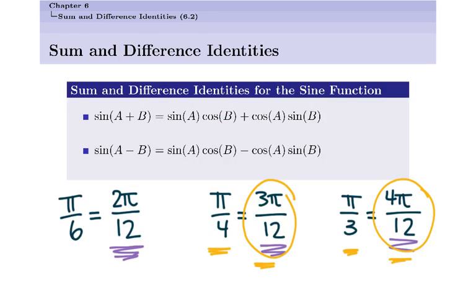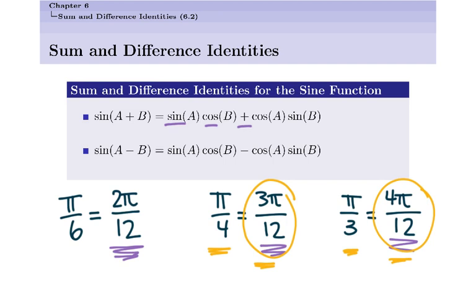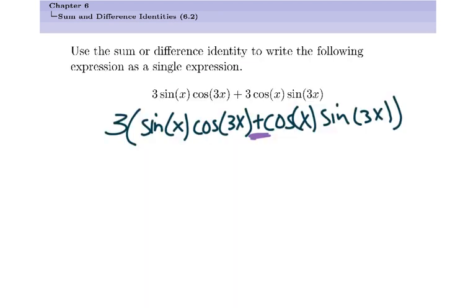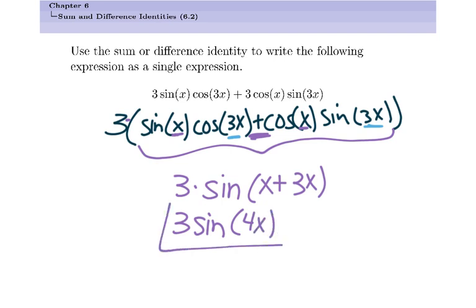Now I see that they're alternating, so I'm thinking of the sum or difference for sine because the sine and cosine are changing. Now, I see that we're dealing with the sum. Sine, cosine, sum, cosine, sine. The A and B values stayed the same. So it looks like sine of A plus B. What would be your A? What would be your B? So this part right here is equal to sine of A plus B. And then you have to leave your 3 out in front by multiplication. So this really simplifies to 3 sine of 4x.